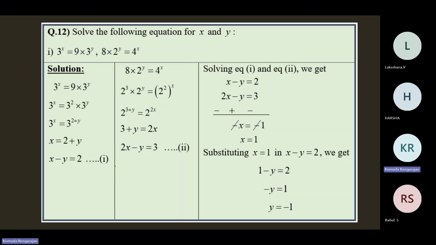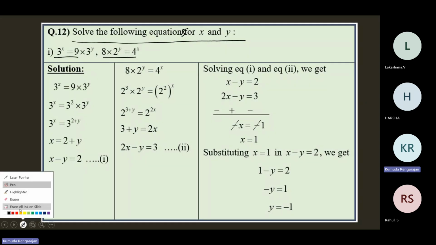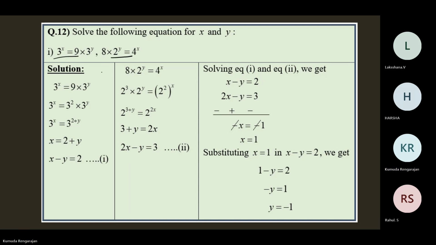Now this is the 12th one. So here you have two equations given to you. Solve the following equations for x and y. So in this question, we have two equations, and you'll have to solve these two equations and find the values of x and y. You can see x here, y here. So solve the equations for x and y.